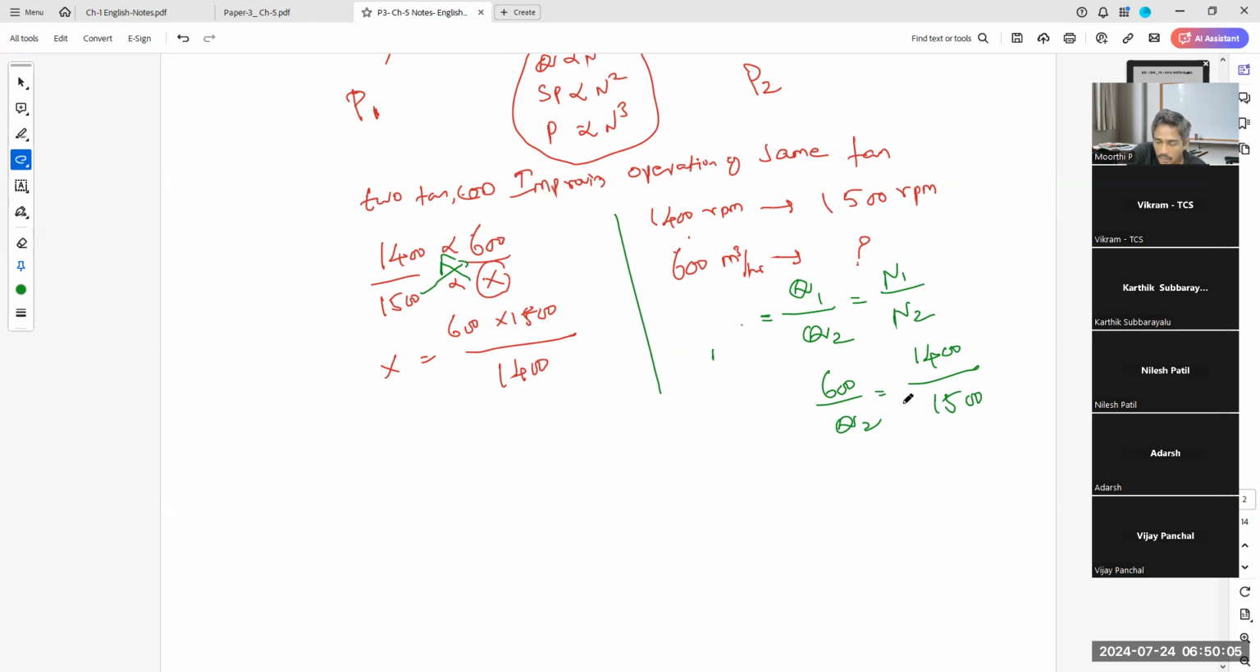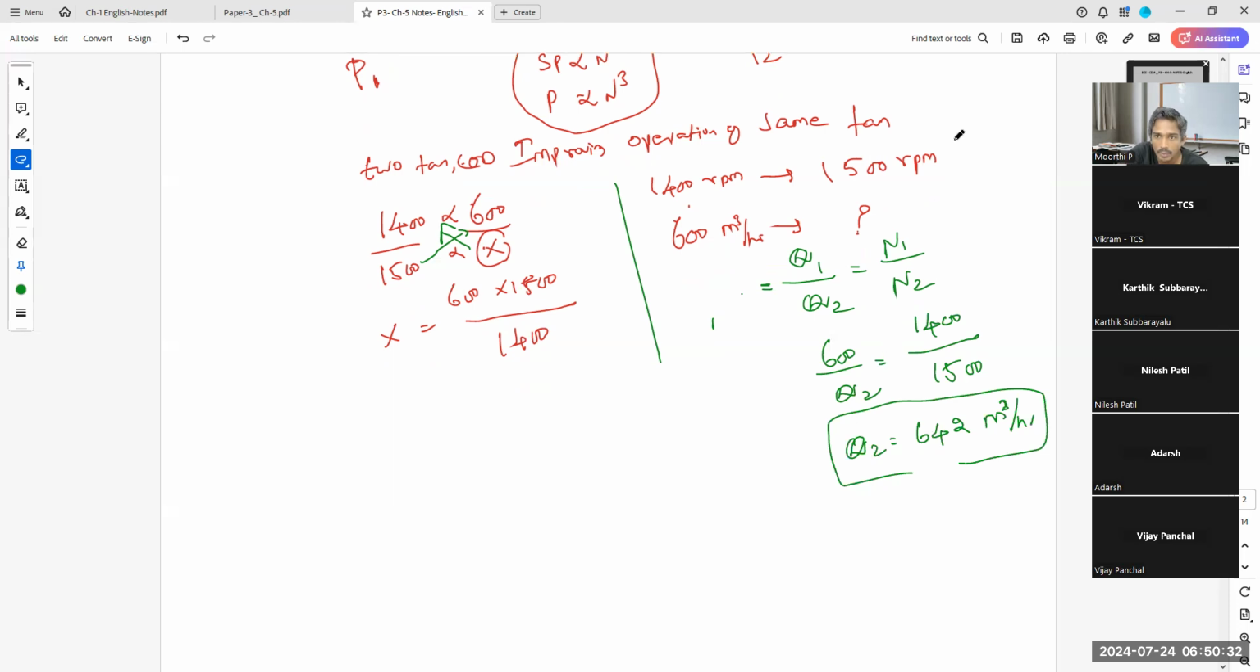600 into, Q2 how much? Equal to 642, na? 0.85. 642. Okay, meter cube per hour or second. Okay, you understand this, na?